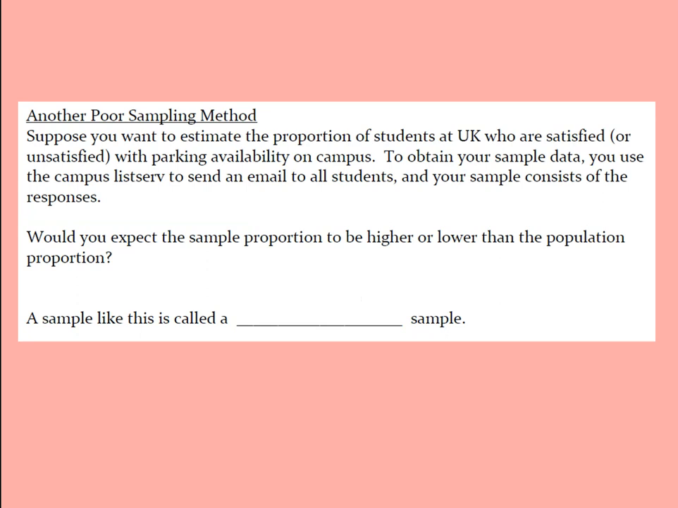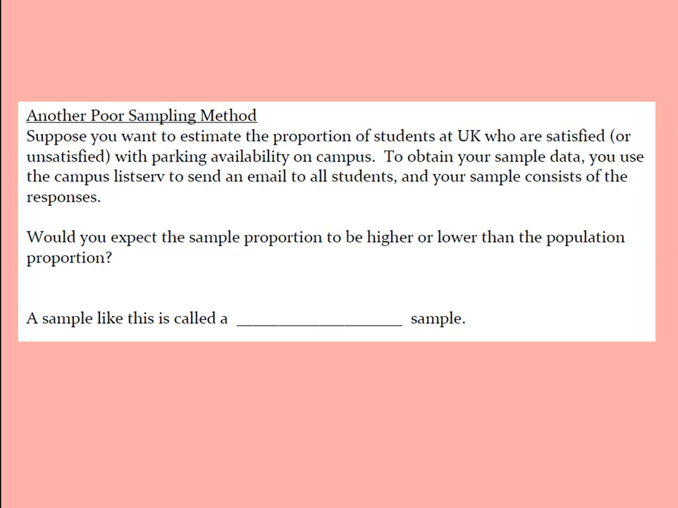This is another poor sampling method. Suppose you want to estimate the percentage of UK students who are satisfied or unsatisfied, if you want to take the opposite perspective, with parking availability on campus. From the satisfied perspective, would we expect the sample proportion to be higher or lower than the population proportion? Probably lower, because in order to end up in the sample, people have to respond. They're essentially doing all of the work to end up in the sample, and who's going to be motivated enough to do that? People who are dissatisfied, angry, frustrated. Strong negative emotions tend to be good motivators.